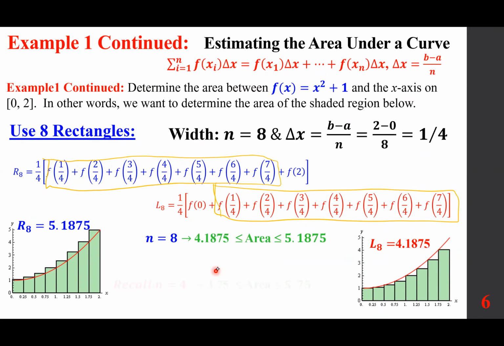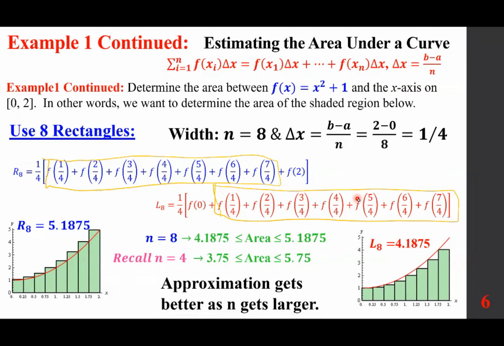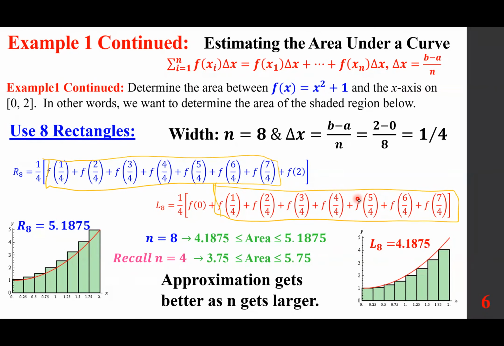And recall when n was 4 was between these two numbers. As you can clearly see, these two numbers are closer. See, these two are closer to each other than these two. So the approximation is getting better and better. And as you add to n, the numbers become closer and closer and closer. And eventually these two are so close, almost identical, and that would be the area. So approximation gets better as n gets larger. And ultimately, when n goes to infinity, it becomes the actual area under the curve.